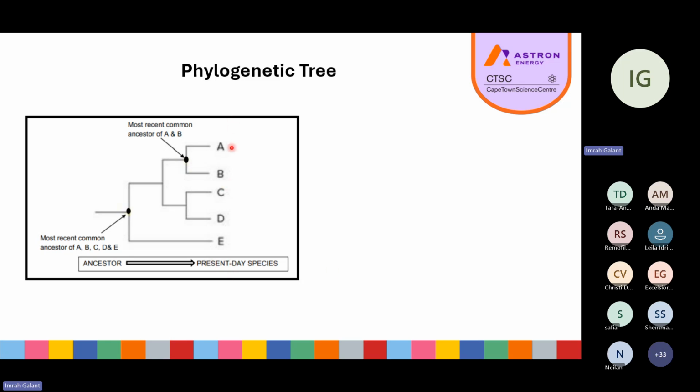So if we look at A and B, the most recent common ancestor is over here at this point. Also, at this point over here is where speciation events take place, where the line basically forks and branches off. That is a speciation event where you can say a new species begins to originate. And then the most common ancestor of A, B, C, D, and E is at this point over here.